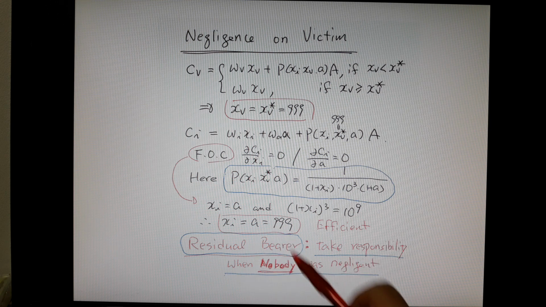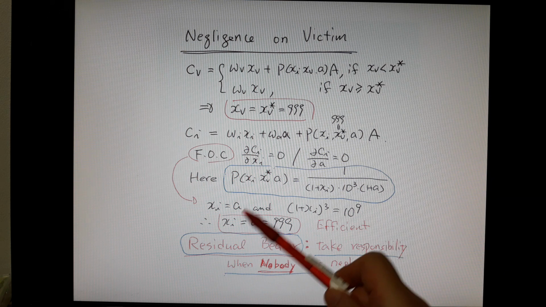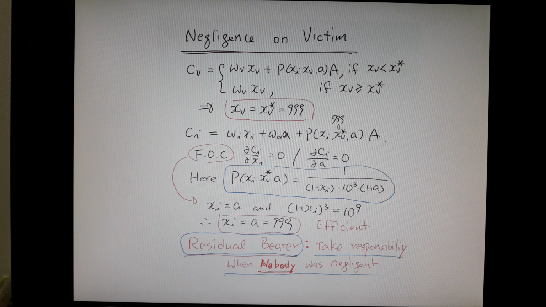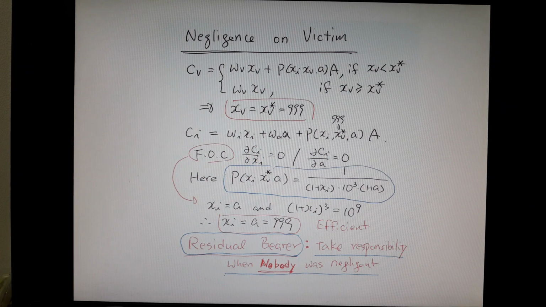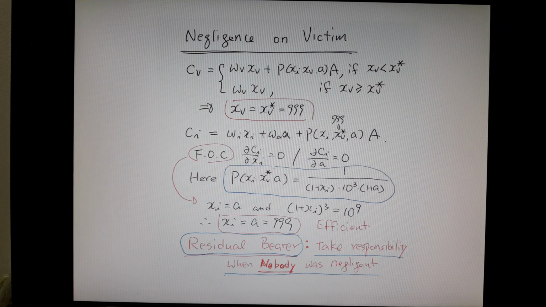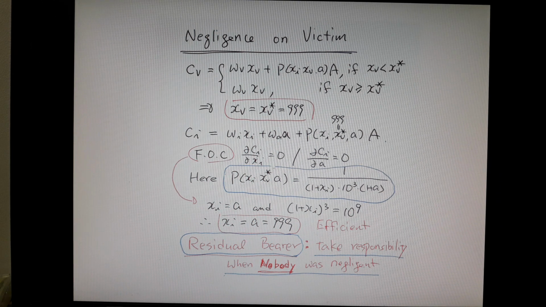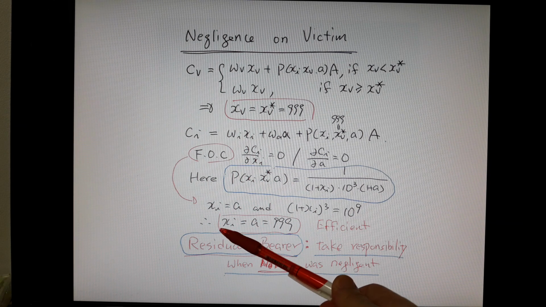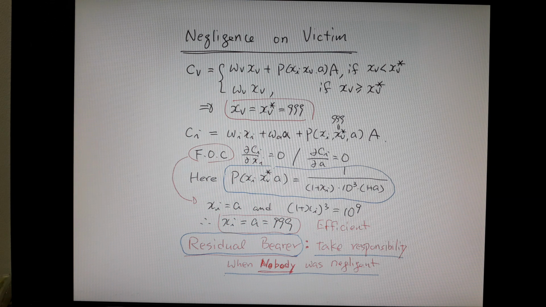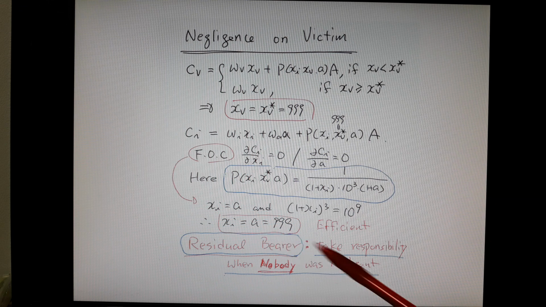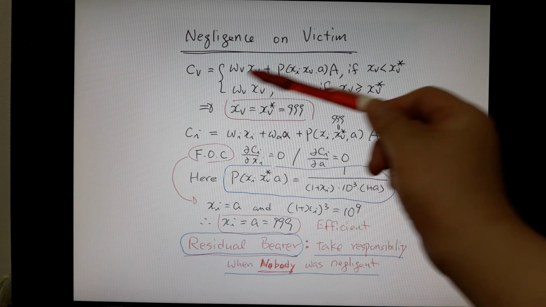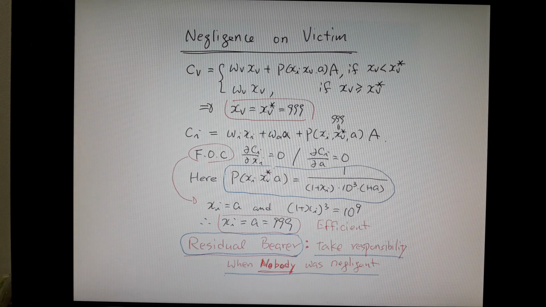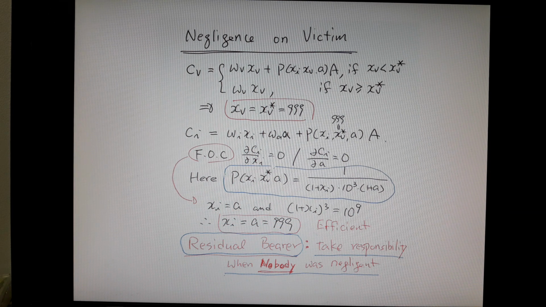So if we make the injurer who controls A the residual bearer, what would happen? The government cannot control A, but the residual bearer thinks if there's an accident, it's my responsibility and I can control A as well as XI. So I will do my best by choosing proper XI and A and minimize my individual cost. So when the government does not control Tom, what should it do? Make Tom the residual bearer.